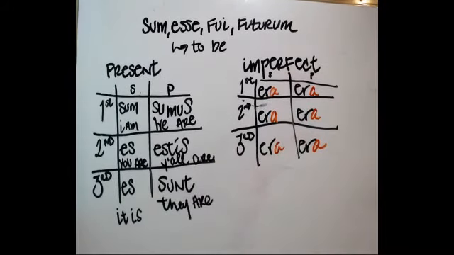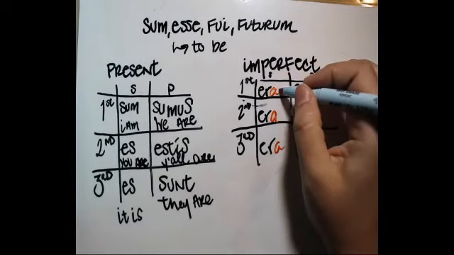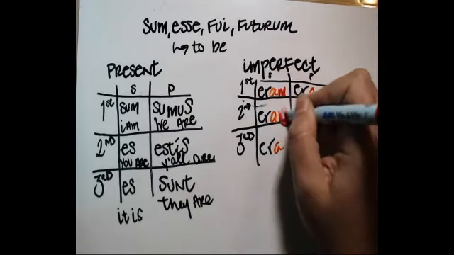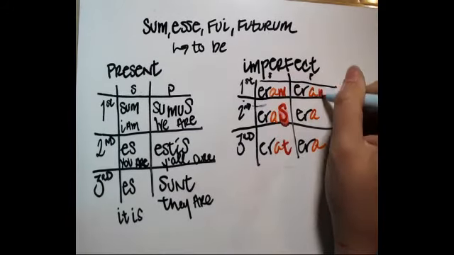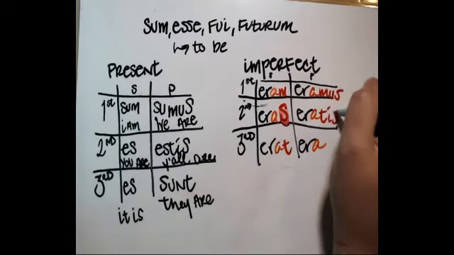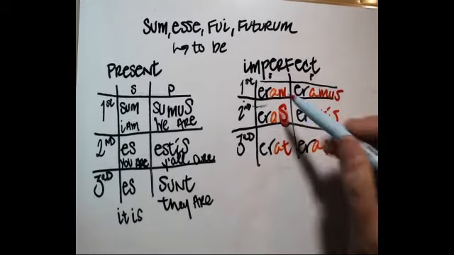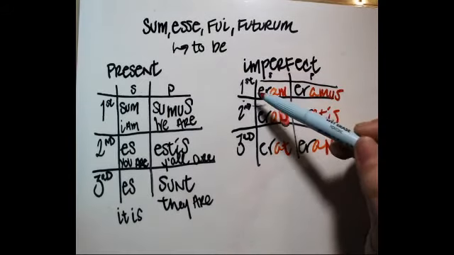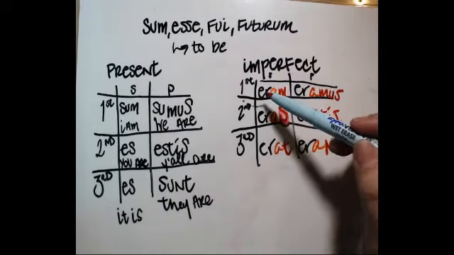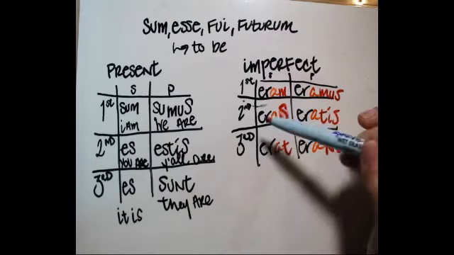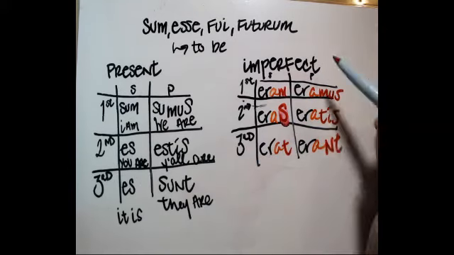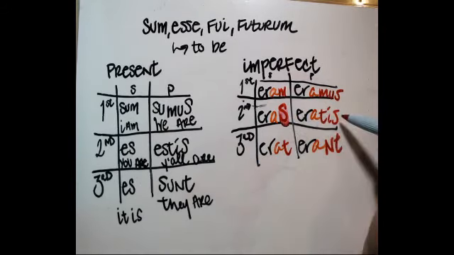Then you just tack on the personal endings as usual. M, S, T, mus, tis, and nt. So, eram, eras, erat, eramus, eratis, erant. I was, you were, she was, we were, y'all were, they were.